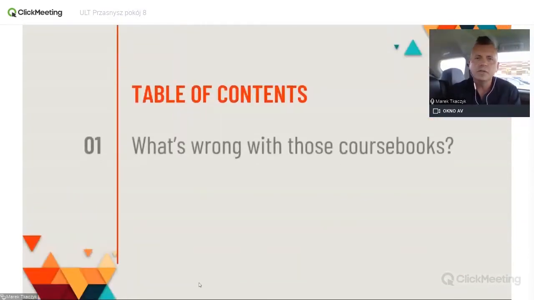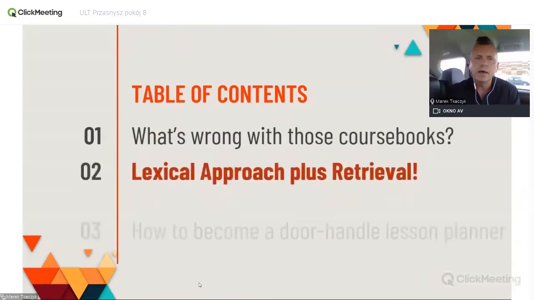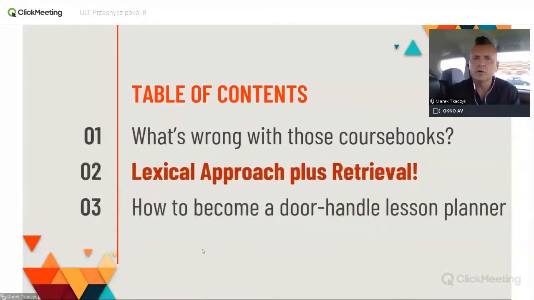A few things I want to mention today are these three. What's wrong with all those course books, Lexical Approach plus Retrieval, and how to become a door handle lesson planner. This is the term I use to describe teachers who have mastered those Lexical Approach and Retrieval Practice tools to the stage where you press the door handle to the classroom, look at the book, and you know how you will be doing it, because you will be shifting most of the stuff to your students rather than giving them a lecture.